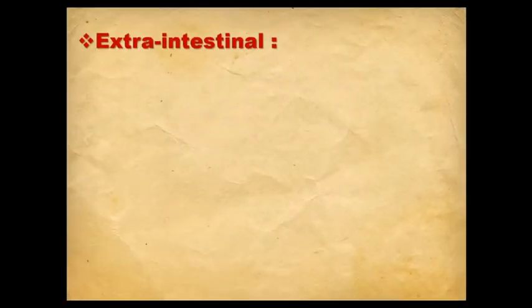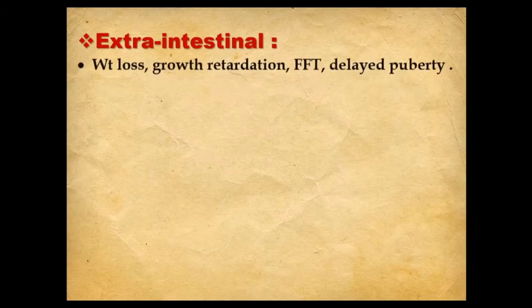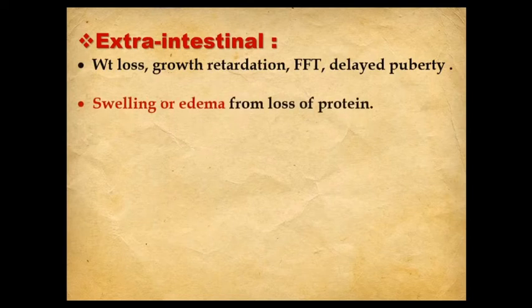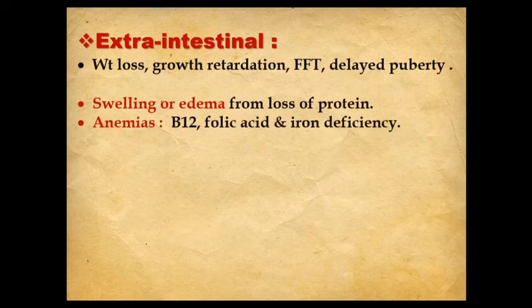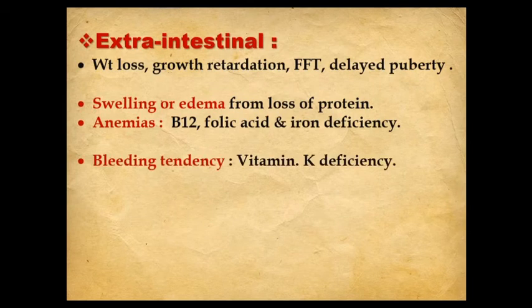What about the extra-intestinal? If there is improper absorption of the essential parts of the nutrients over a prolonged time, it leads to extra-intestinal manifestations. So there will be weight loss, growth retardation, failure to thrive, and delayed puberty, swelling or edema, which comes from hypoproteinemia, and anemias, which could be due to B12 deficiency, folic acid deficiency, and of course iron deficiency anemia. Then bleeding tendency, and here you think of vitamin K deficiency.